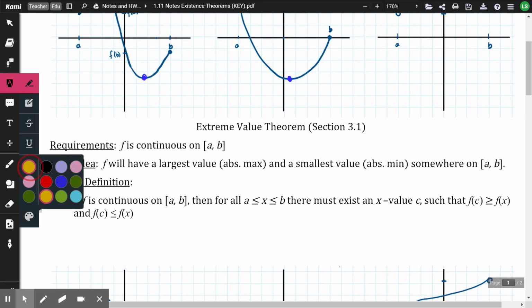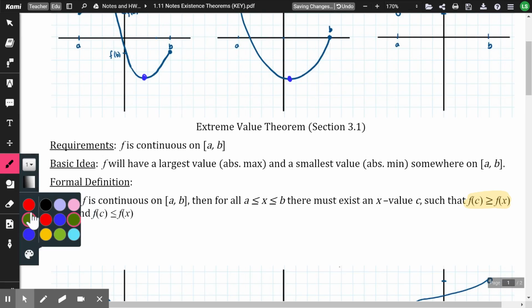What I would like you guys to take note of is the way that this is phrased, that f of c is greater than or equal to f of x. The y value at x equals c is going to be larger than or equal to all the rest of the entire function. So it is possible to have the absolute max be, say, a value of 5, and for the function to actually reach that maximum value more than once. It is possible. But we're just guaranteed by this extreme value theorem that it has to happen at least once.